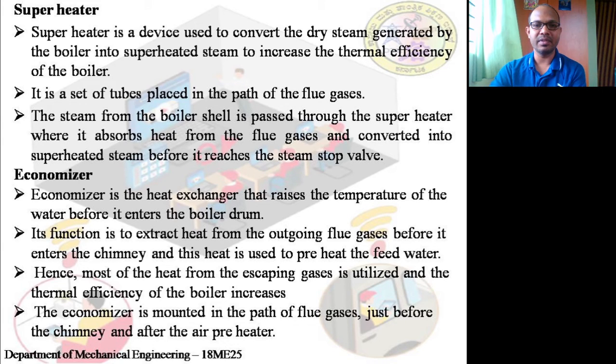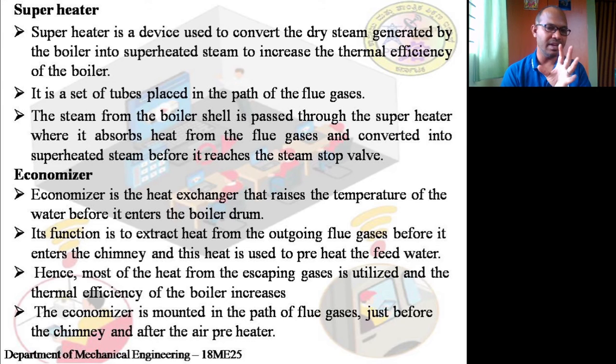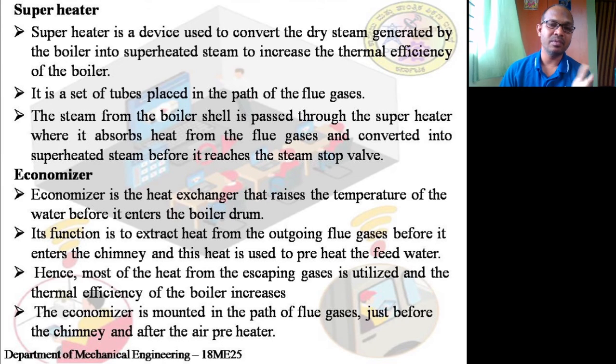Now let me talk about this economizer. Economizer is a heat exchanger that raises the temperature of the water before it enters the boiler drum. Before I explain what an economizer is, I should tell you about a heat exchanger. Basically, a heat exchanger is a device which exchanges heat between two fluids. It can be air to air or water to water, or from one liquid to a gas, or from a gas to any liquid. That is the use of a heat exchanger. It can be used even in domestic applications also.